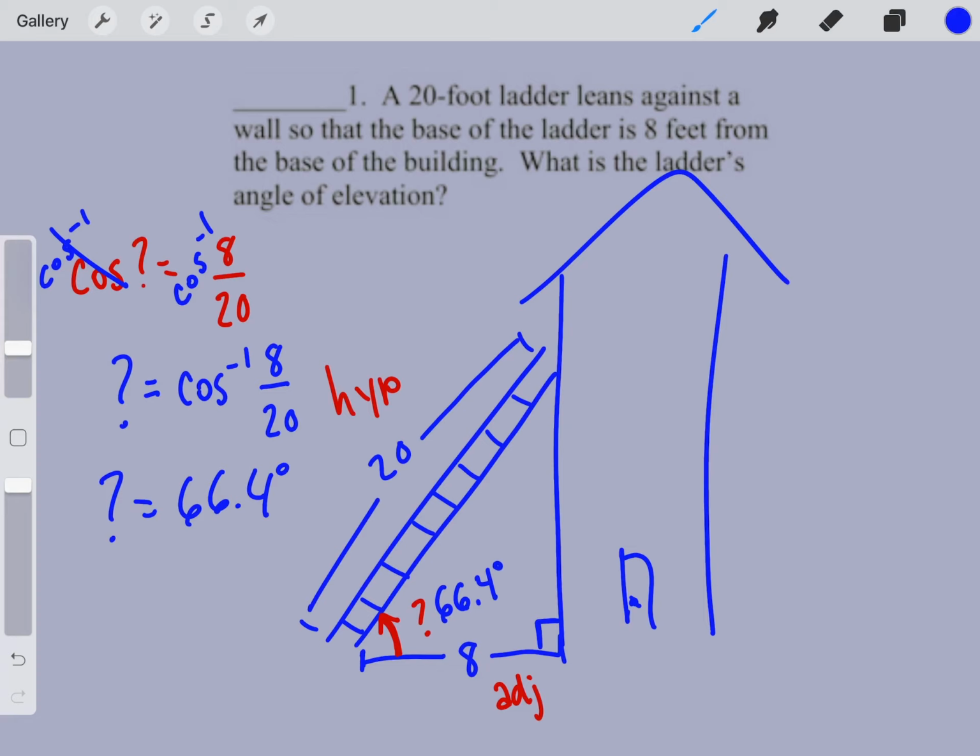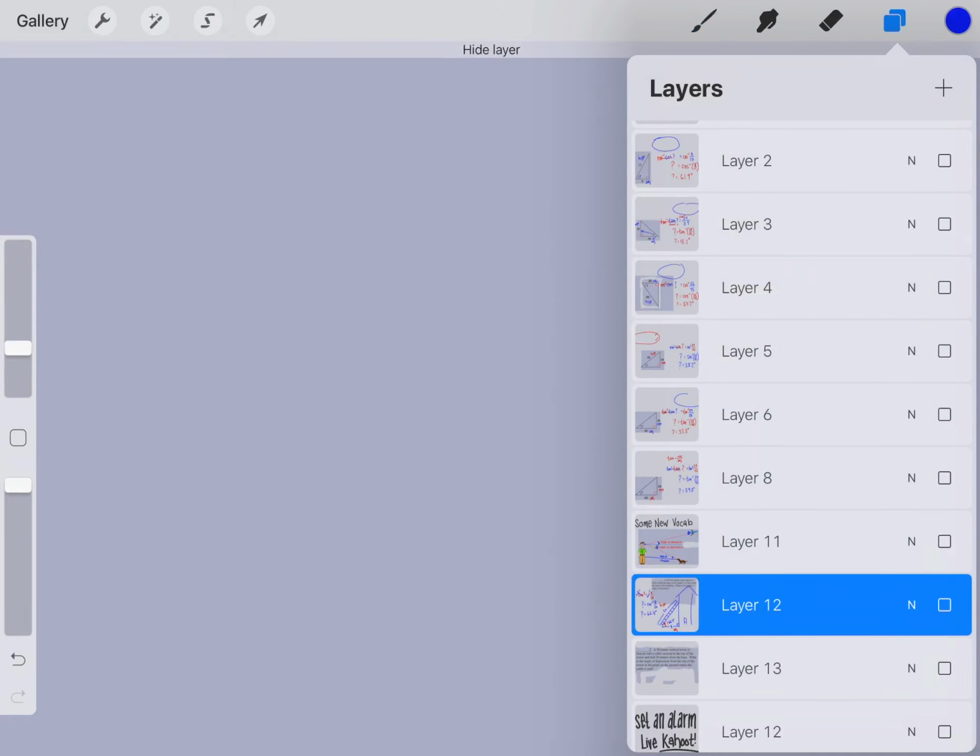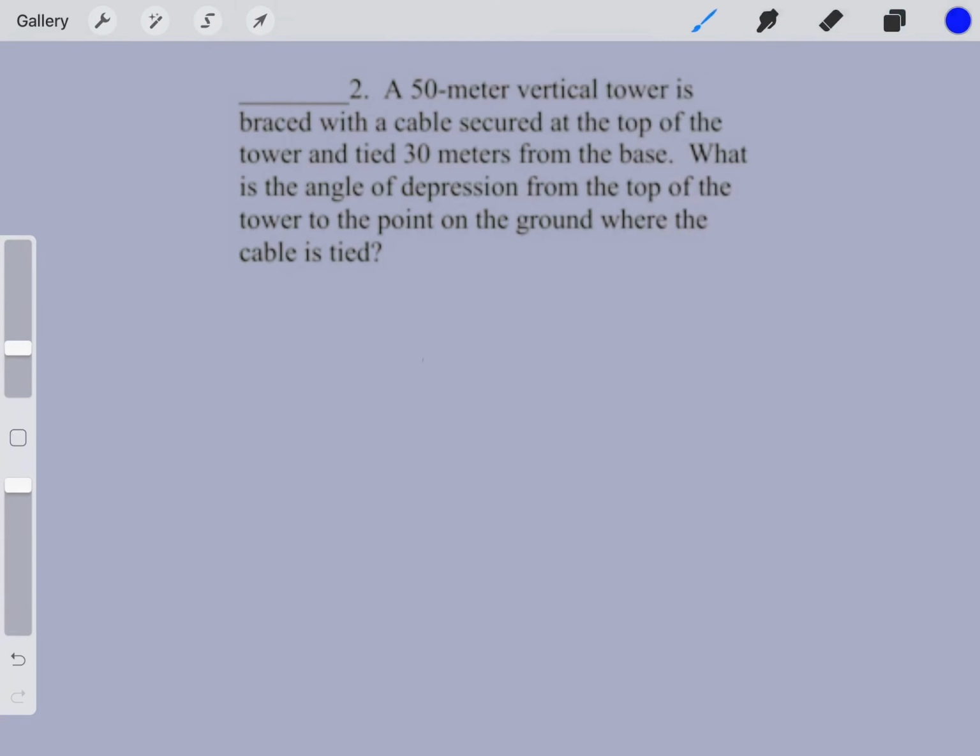Okay, one more word problem. So it says, question 2, a 50-meter vertical tower is braced with a cable secured at the top of the tower and tied 30 meters from the base. What is the angle of depression from the top of the tower to the point on the ground where the cable is tied?